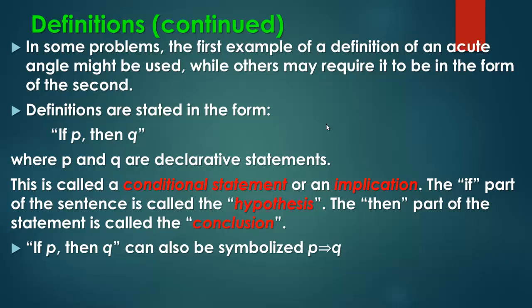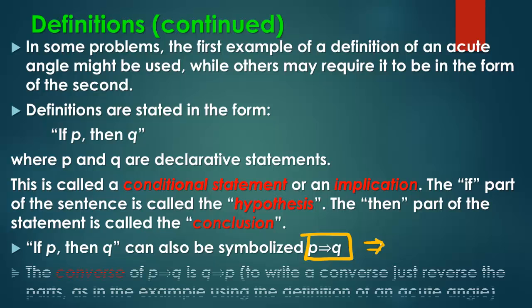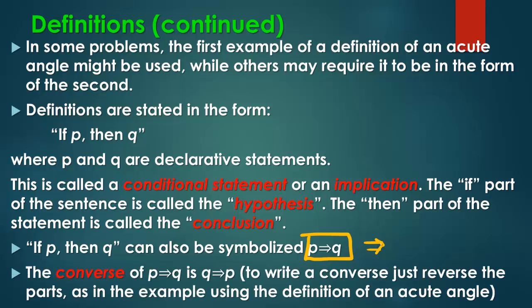You can also symbolize if P, then Q by using this arrow. So the arrow looks like this. If you were to say if P then Q, just write P, this arrow, and then Q. The converse of if P then Q is if Q then P. Okay, to write a converse, all you have to do is reverse the letters or the parts, as in the example. So we would read this as if P then Q, and because this is a definition, we could accurately say if Q then P.